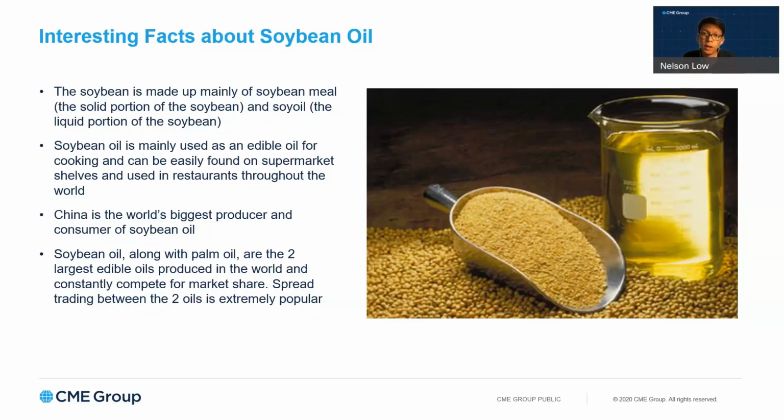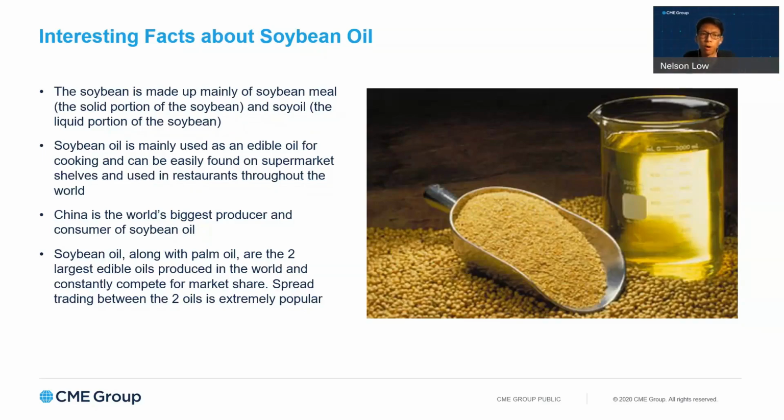Soybean oil is very widely produced and consumed around the world. China, in fact, is the world's biggest producer and consumer of soybean oil. Now, you don't hear very much about Chinese soybeans or soybean oil in the supermarket, if you were to go there to buy something. And the reason is because China has such a huge population that everything that they produce, they consume on their own. And that's the reason why you rarely see a Chinese-made soybean oil bottle. But nevertheless, they are the world's biggest producer and consumer of soybean oil.